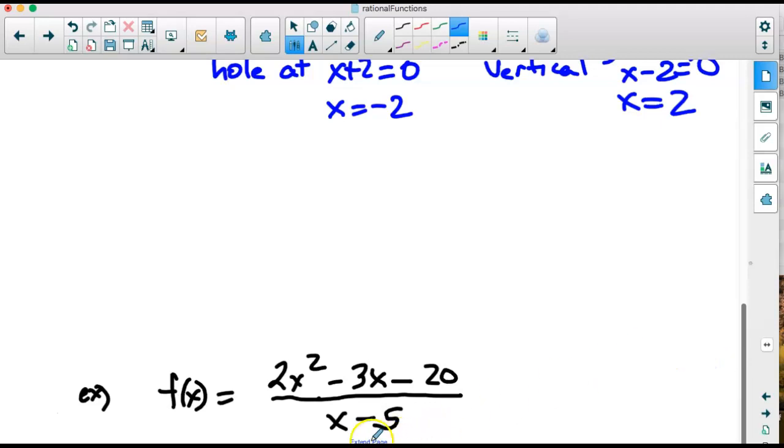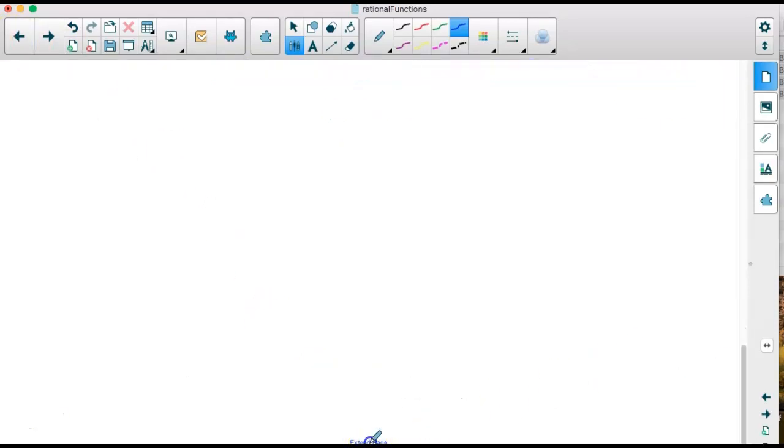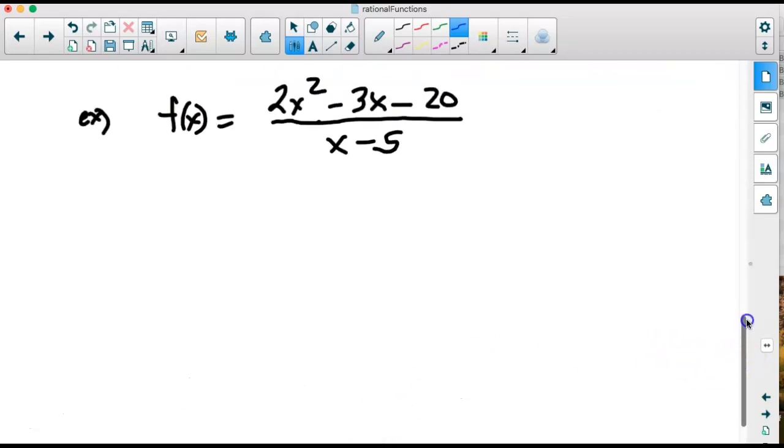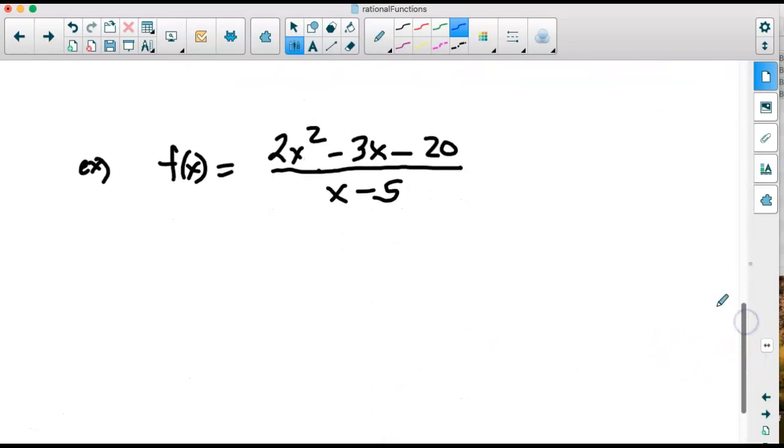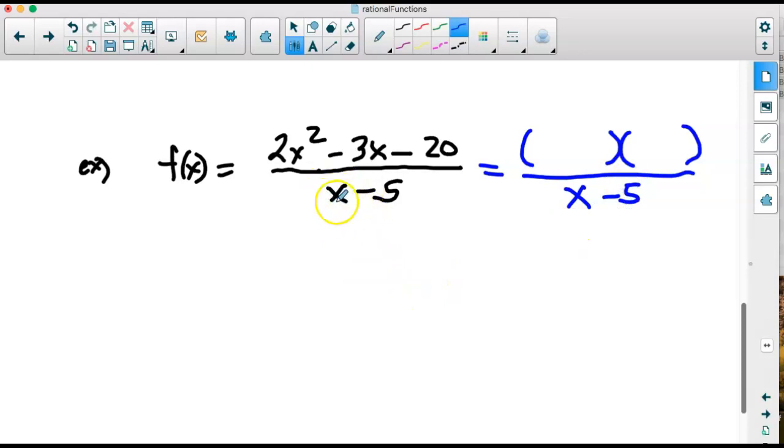Now let's look at the third example here. The third example is this. We do have to factor the top. This one may not have a vertical asymptote if the top doesn't factor or reduces. If we have an x minus 5 reducing out, we may not have a vertical asymptote at all. Right now our vertical asymptote is at 5 because that's when that's 0.